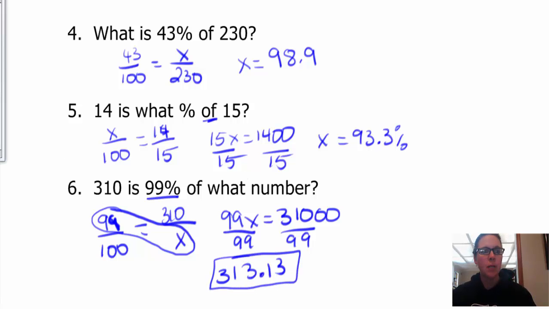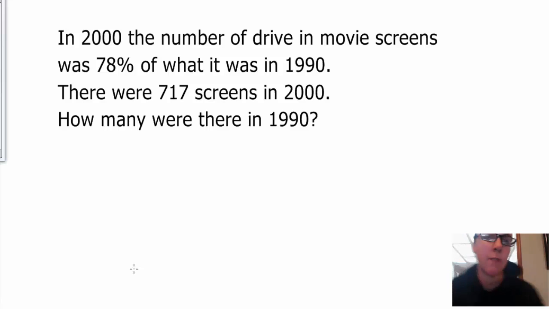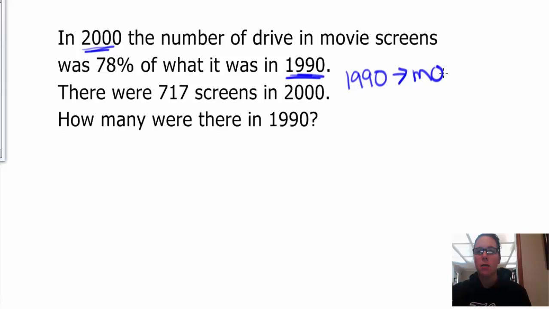Okay. We got one more. It's a word problem. This word problem is kind of wordy and confusing, so let's break it down. In 2000, the number of drive-in movie screens was 78% of what it was in 1990. So first of all, what's bigger? The amount that was in 2000 or the amount that was in 1990? 1990 has more, because we're talking about drive-ins, so there's not as many in 2000. It's 78% of what it was in 1990. So 1990 is more.